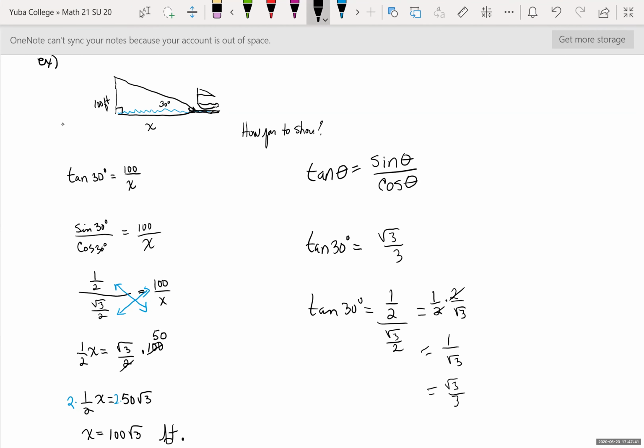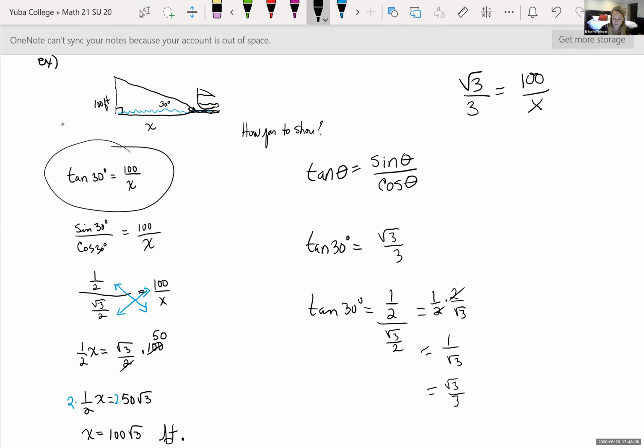Would you have been able to solve it if you still used tangent 30 and gotten root 3 over 3, or would you say it's better to do sine over cosine? Oh no, if you know tangent of 30 is root 3 over 3, that would have been much faster, because we would have gotten there, root 3 over 3, just from this piece right here. This is equal to 100 over x. We could multiply both sides. So this is, well, maybe not.